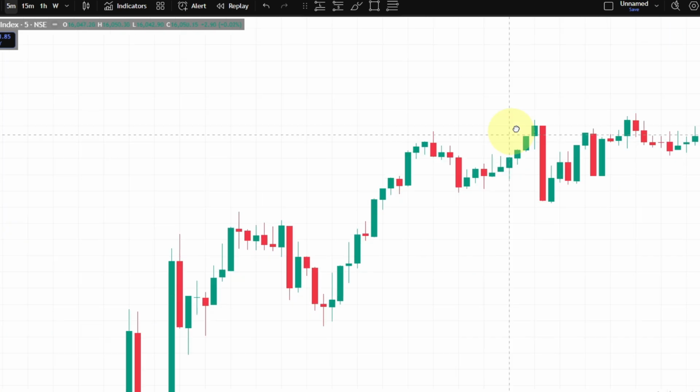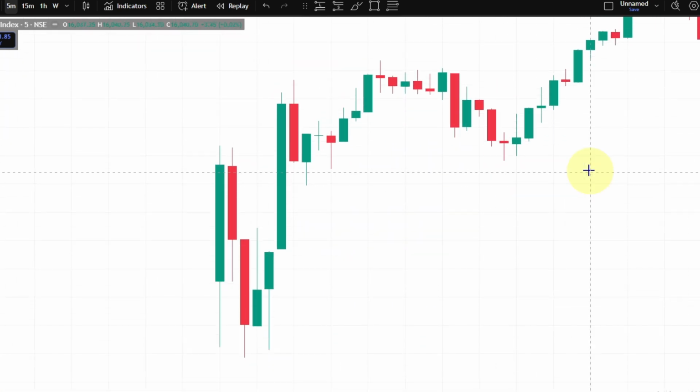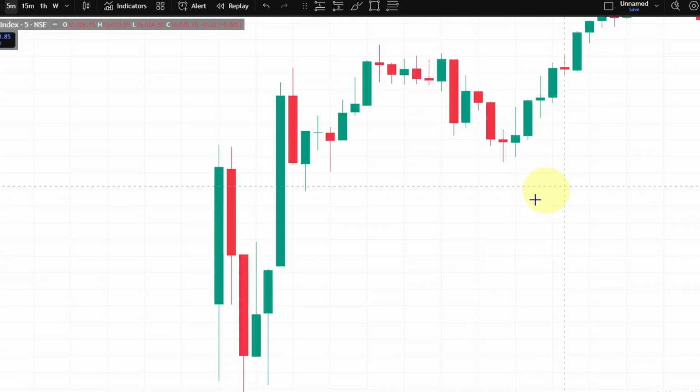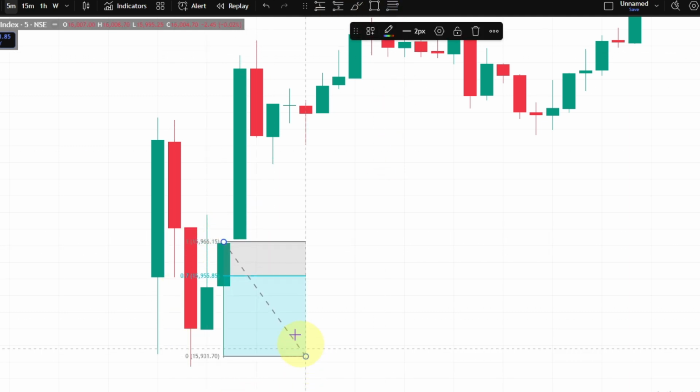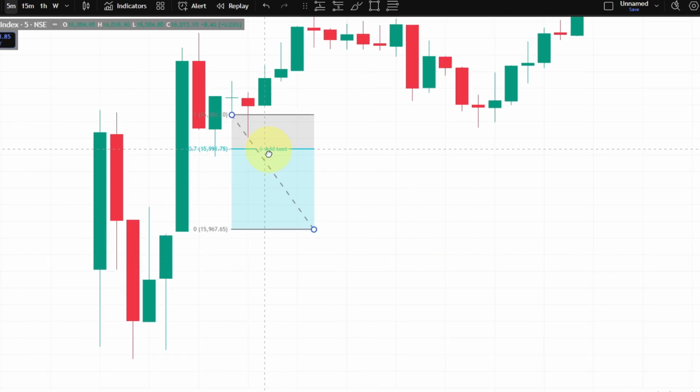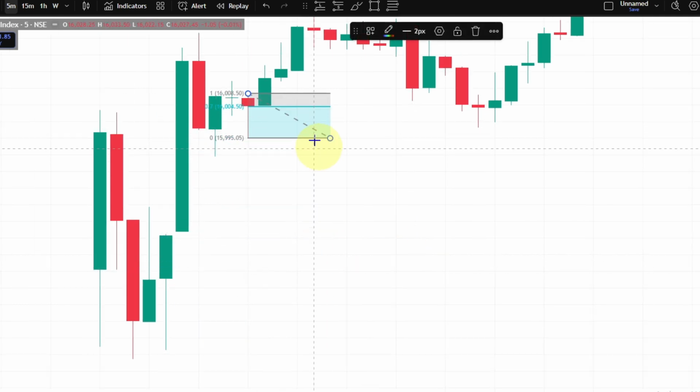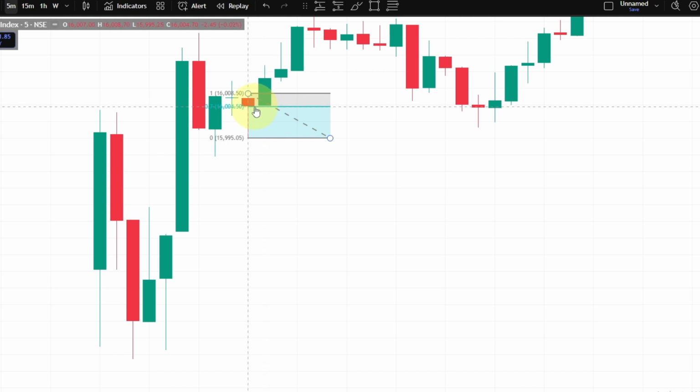Okay, let's see on our previous day whether we got any valid hammer or entry setup. Is this a valid hammer? Let's check it out. No, this is not a valid hammer. Is this a valid hammer? Yeah, as you can see, its body closed in between this line. So this is our valid hammer.